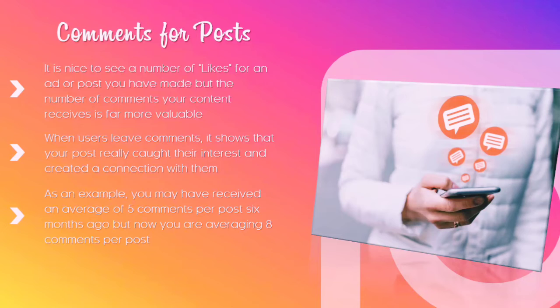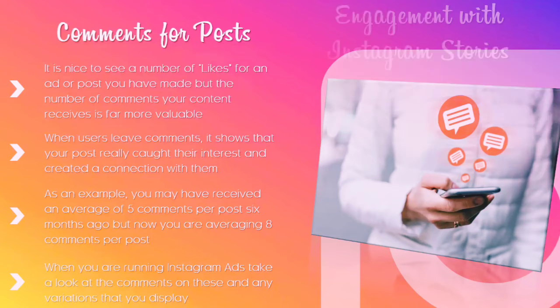As an example, you may have received an average of 5 comments per post 6 months ago, but now you are averaging 8 comments per post. This tells you that your marketing efforts are working well and you are improving your connection with your audience. When you are running Instagram ads, take a look at the comments on these and any variations that you display. Is the comment count higher for some ads rather than others? If so, why is this?